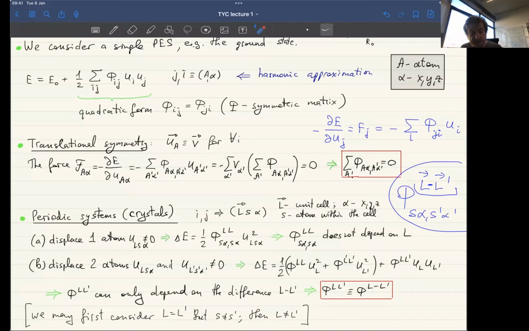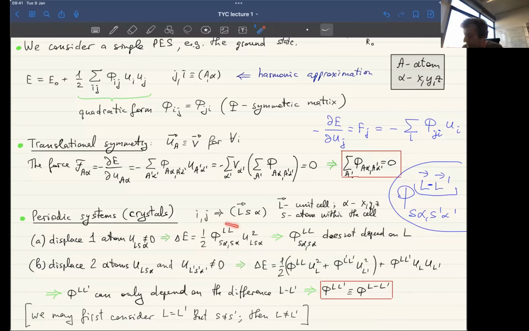That can be demonstrated in the following way. Let's consider a crystal with all atoms at equilibrium positions. Let's take one unit cell L, one atom S in it, and a displacement in the direction alpha, and only this single displacement is non-zero. All other displacements are zero. So we displace only that particular atom S in the unit cell L along the direction alpha. In that case, out of all this sum, we will have only one non-zero term.